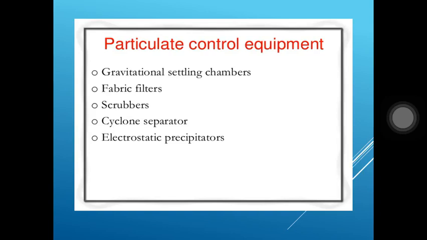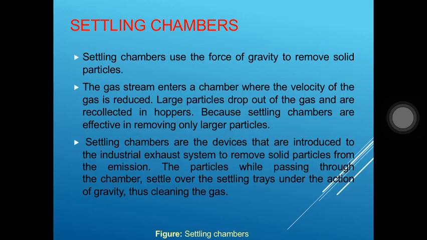Now, the particulate control equipment are as below: gravitational settling chambers, fabric filters, scrubbers, cyclone separators, electrostatic precipitators. Let's see first, that is settling chambers. Settling chambers use the force of gravity to remove solid particles.